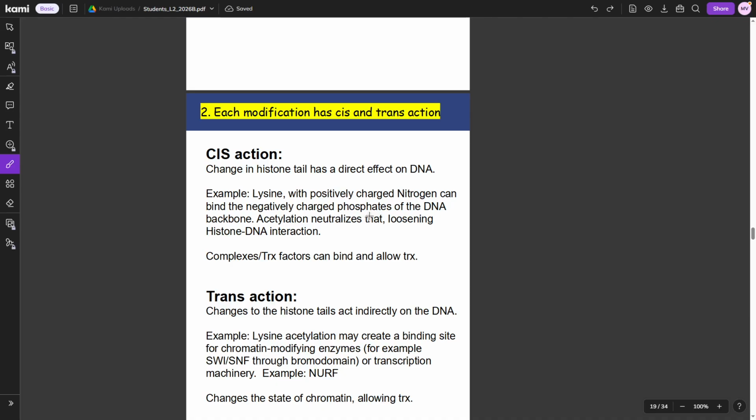Oh, perfect. They did define them. Okay, cool. So cis and trans actions. A cis action is when the change in a histone tail has a direct effect on the DNA. The example given here is actually a great one. Lysine with a positively charged nitrogen can bind the negatively charged phosphates of the DNA backbone. Acetylation neutralizes that, loosening the histone DNA interactions, right? Yes.